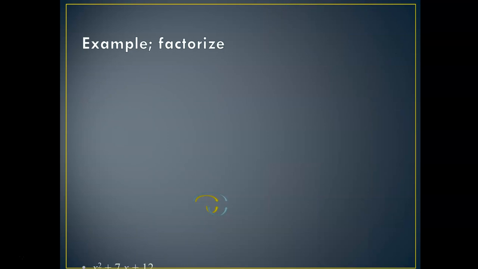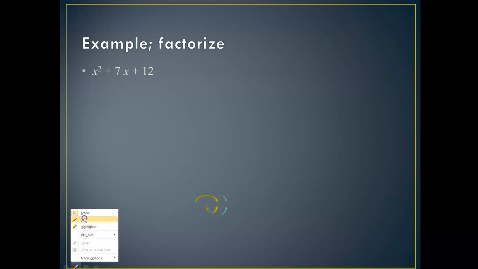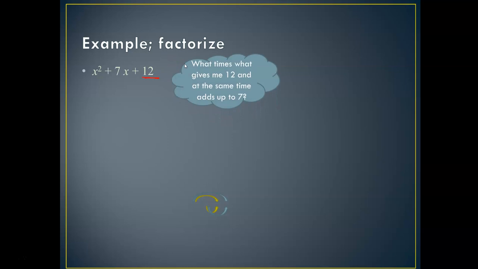Alright, so let's look at an example. When we look at this, the coefficient of x squared is 1, as there's no visible number beside x squared. So first thing you're going to do, take note of c, which is the last term, 12. Ask yourself the question, what times what gives me 12, and at the same time adds up to 7.